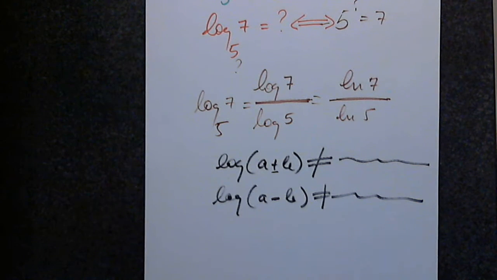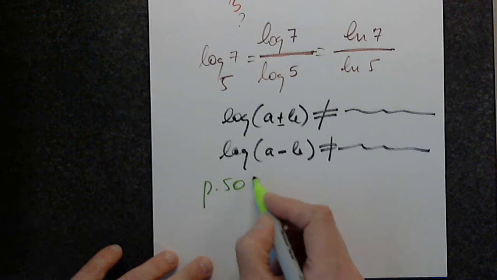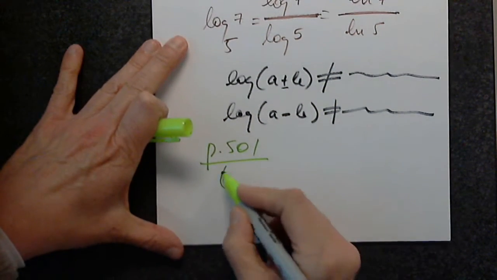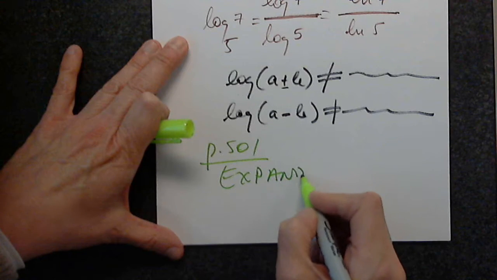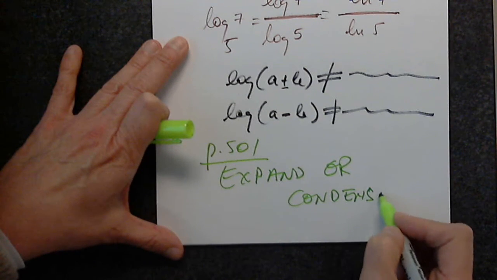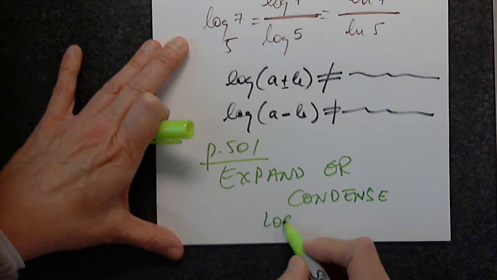So on page 501, we would like to use these properties, the 3 properties that we looked at: product, quotient, and power, and either expand or condense log expressions.